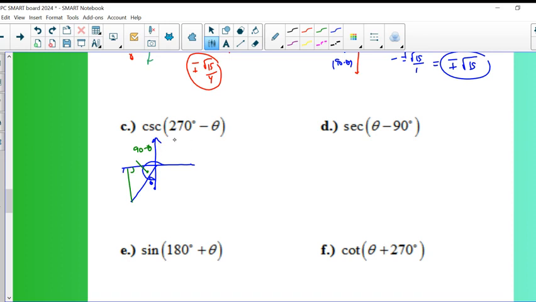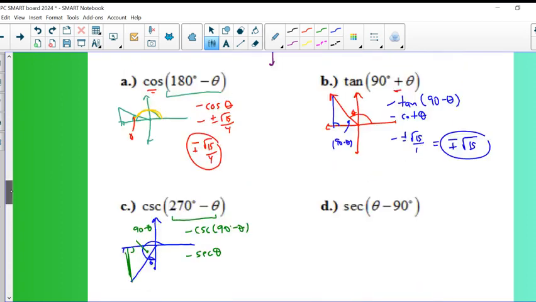So we're going to rewrite this as an acute angle, cosecant of 90 minus theta as reference, but that angle is in quadrant 3. Cosecant behaves negatively because it depends on the y value. And now I hold on to the negative, rewrite cosecant of 90 minus theta as secant of theta, and then I go back and check my picture.